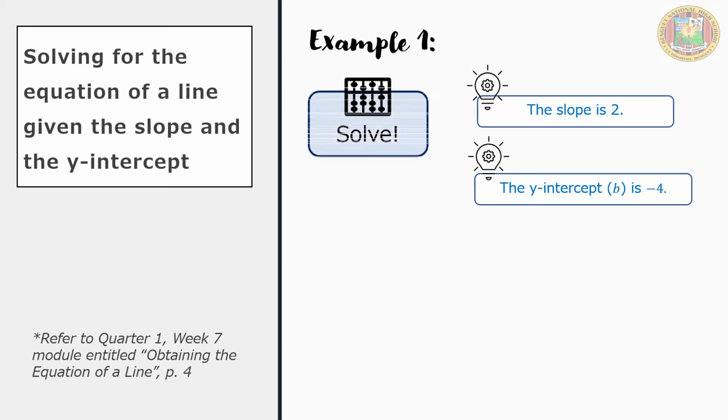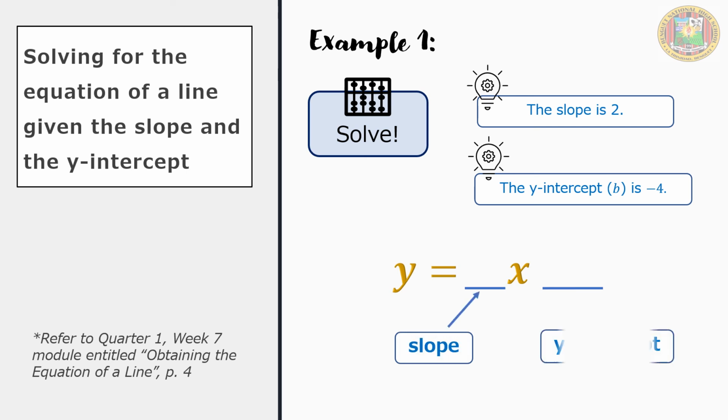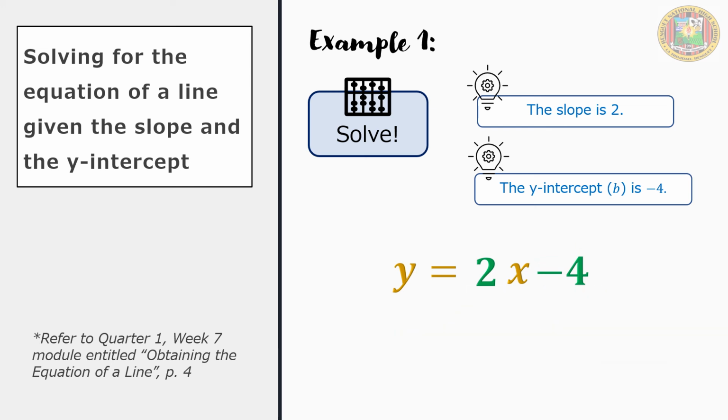Because our information is now complete, let's solve for the equation. In the slope-intercept form of the equation, let us substitute the values of the slope and the y-intercept that we have identified from the graph. We have positive 2 for the slope and negative 4 for the y-intercept. So that gives us the equation y = 2x - 4.